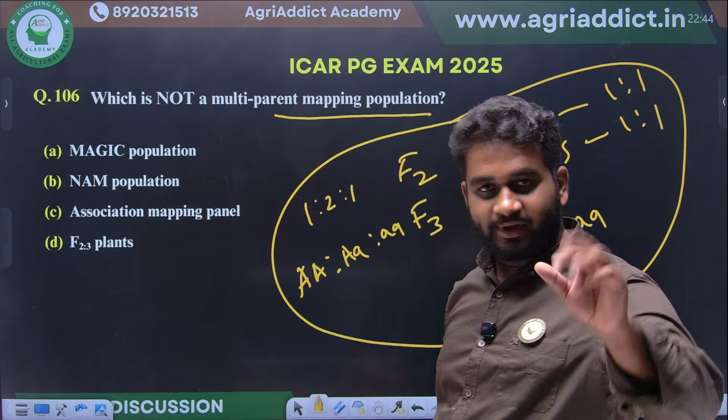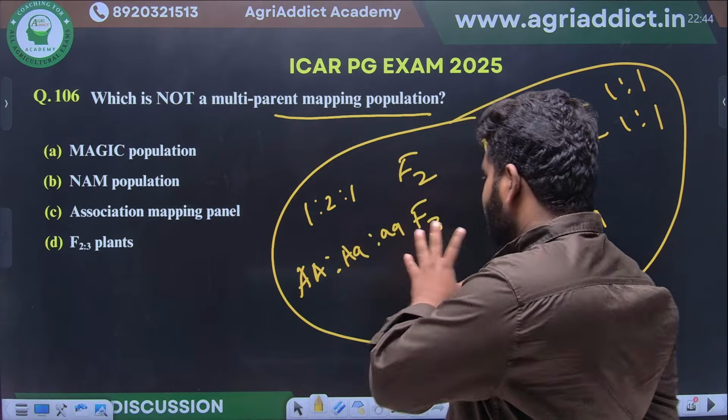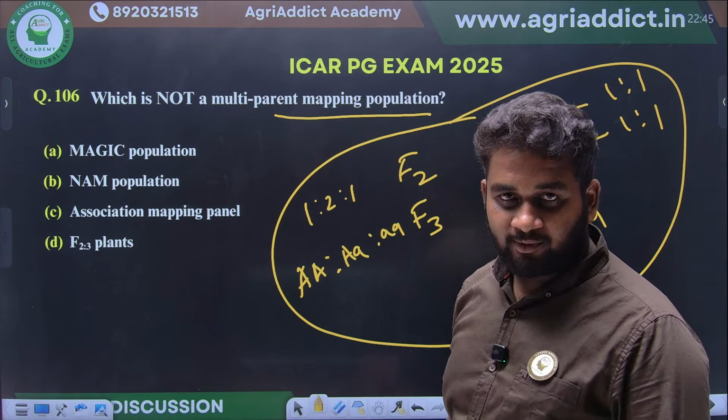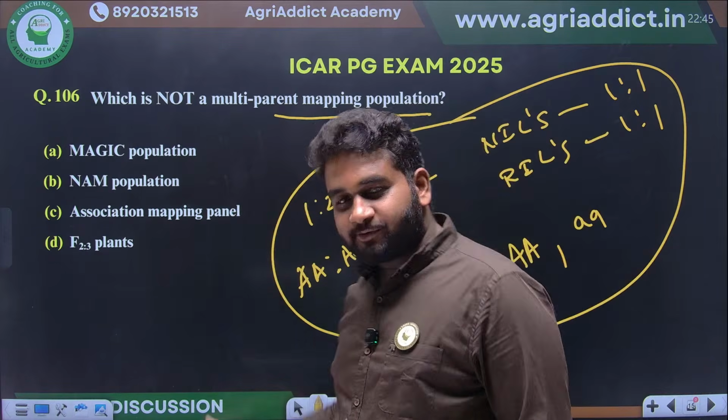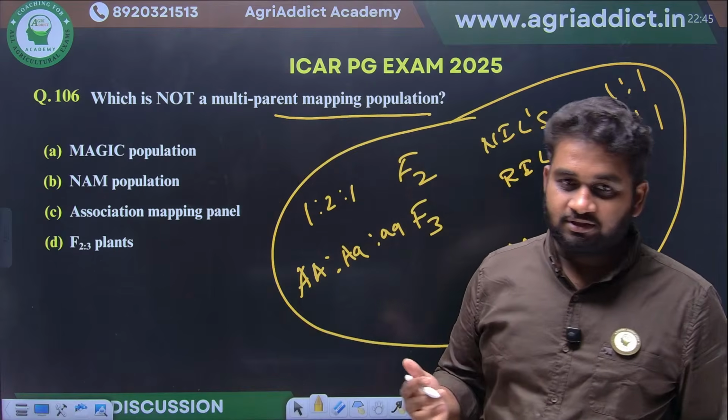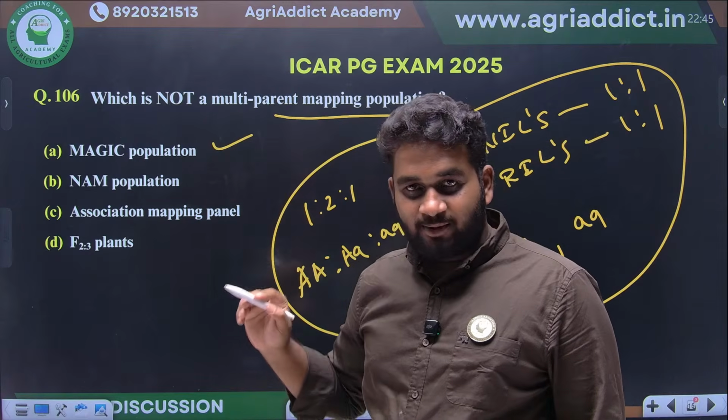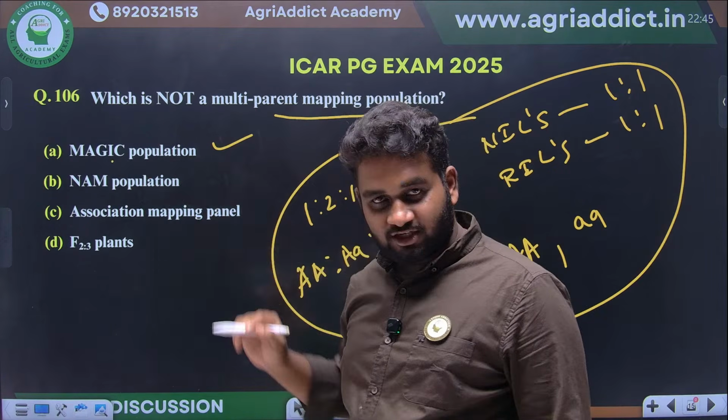You will start with two parents. That's why you call it a biparental mapping population. But in some populations, you will go beyond two parents. Those are your MAGIC, multi-parent advanced generation intercrosses.